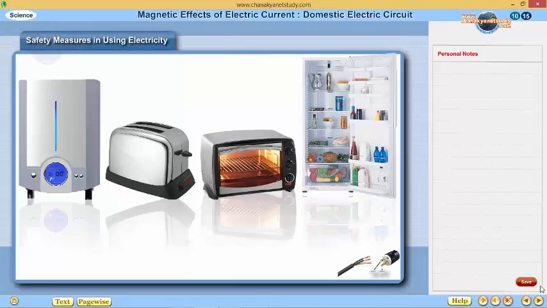Earthing. Many electrical appliances have a metallic body such as electric geyser, toaster, oven, refrigerators, etc. If by chance the insulation of the wire melts, the live wire may touch the metallic body of the appliance. If we touch this body with bare hands, we will receive a severe shock.